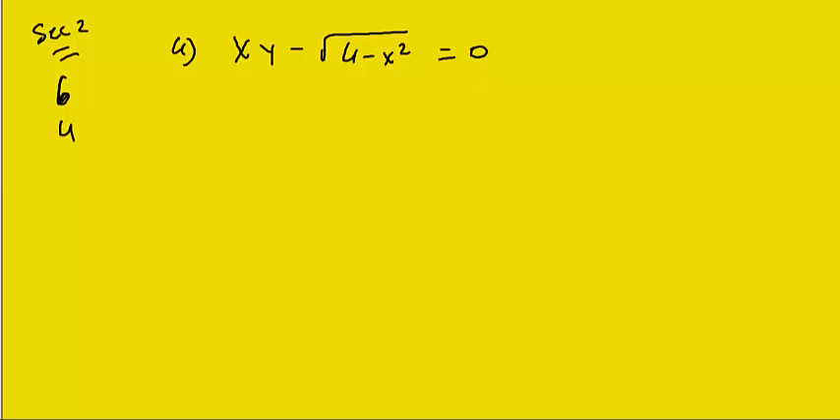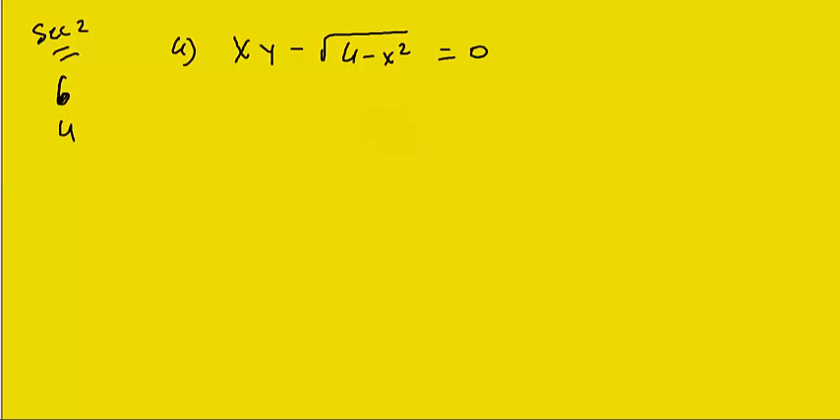Alright, how about section 2? This is the symmetry one. Section 2. Number 4 and 6. Let's try 4. Check for the symmetry, and you have to check for every one of these: x-axis, y-axis, and the origin. It's similar to even odd functions. Similar, not exactly the same.